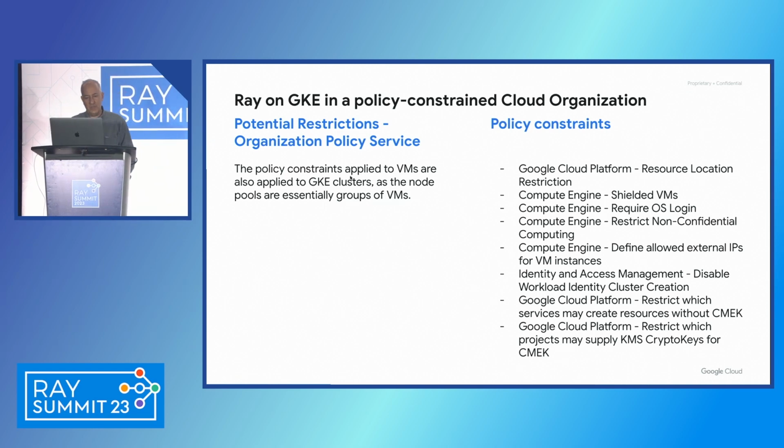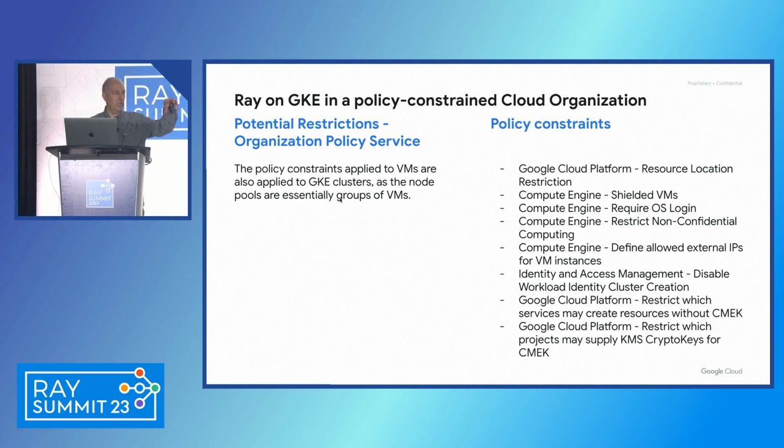we'll get into it. So policy constraints that are applied to virtual machines are then applied to GKE clusters, as the node pools of these clusters are essentially virtual machines. There are some policy constraint capabilities in the Google Cloud Platform. You can look them up. There is resource location restriction. On Compute Engine, there are shielded VMs. You can make sure that there's required login and restrict non-confidential compute, and so on.